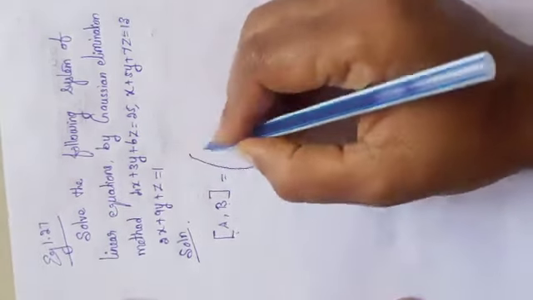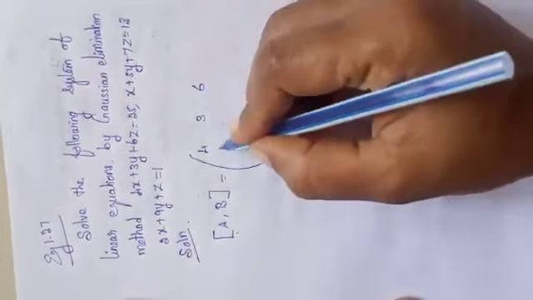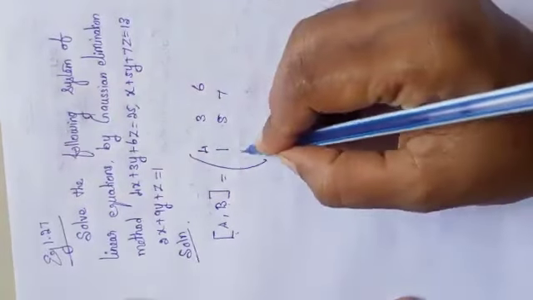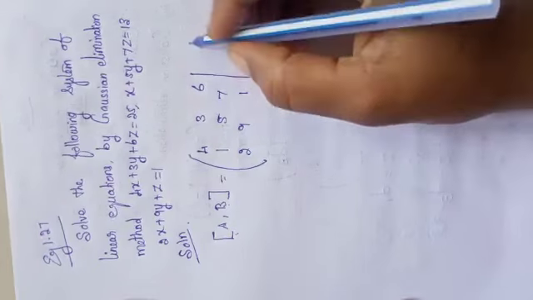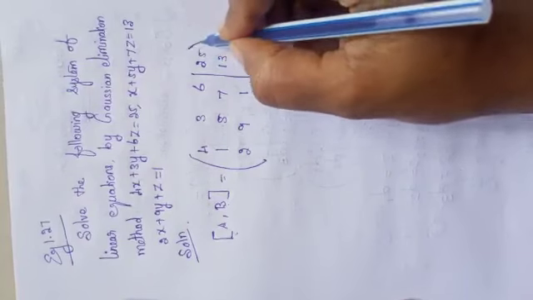See how I can write it. This is 4, 3, 6. Next equation coefficient is 1, 5, 7 and this is 2, 9, 1. Then I can put a line and write the constant values. That is 25, 13, 1.